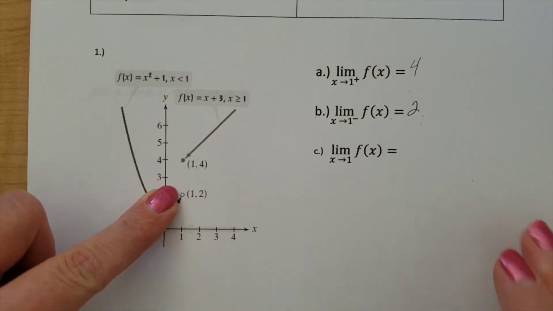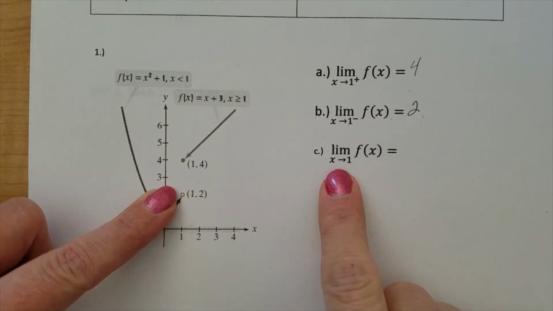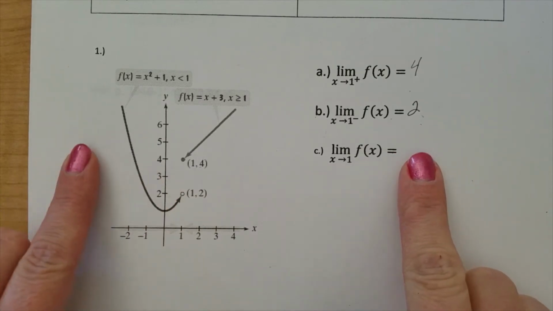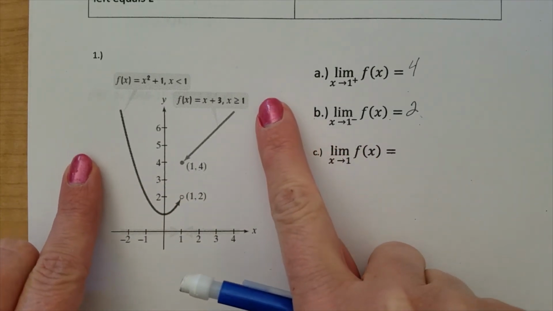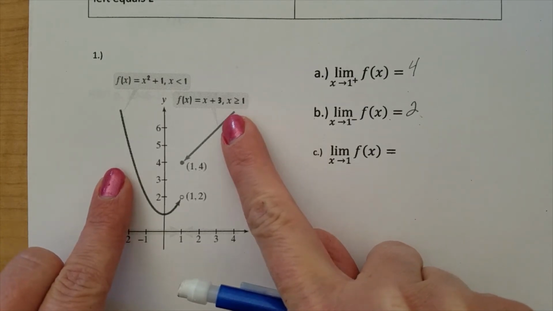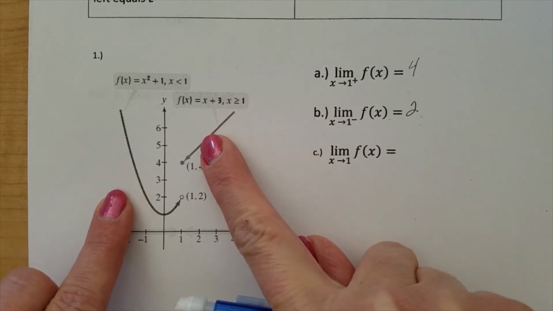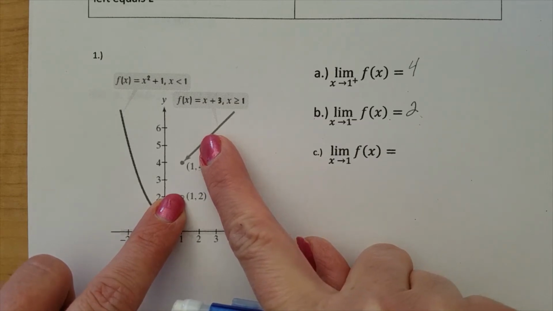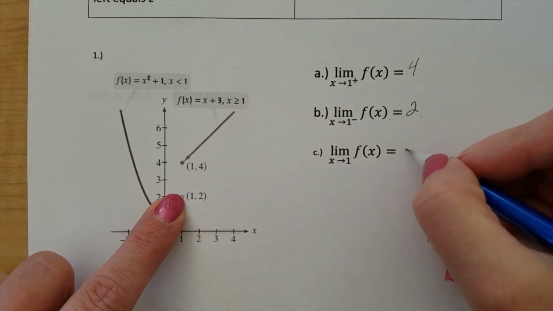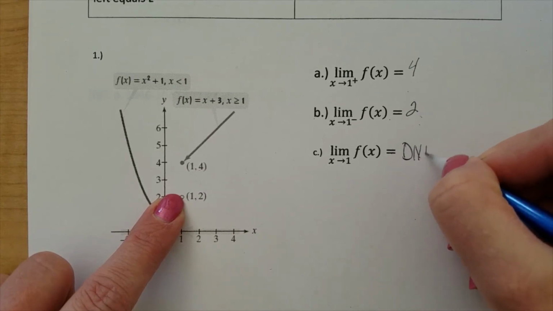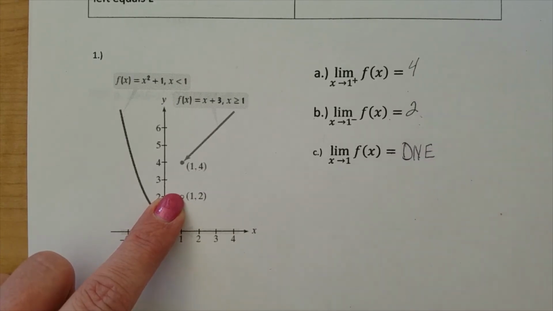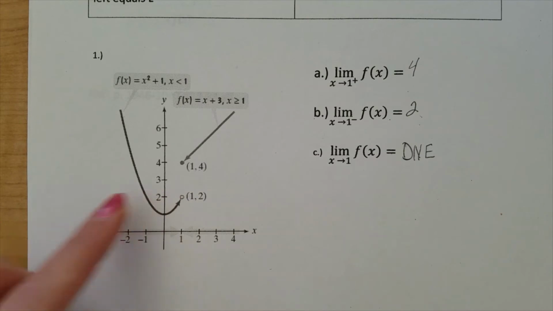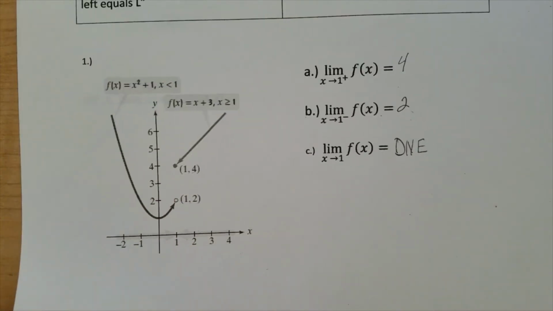Now C is just the limit as x approaches 1, which means we're coming at it from both sides. So if I'm coming at it from both sides, well, from the right my limit is 4. From my left my limit is 2. They do not equal each other, so we say the limit does not exist. I tend to abbreviate that as just DNE, does not exist. Let's do one more.